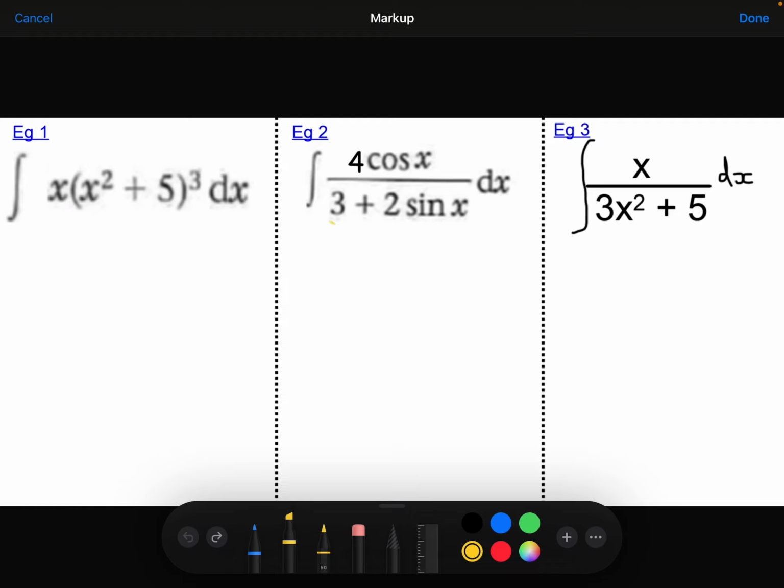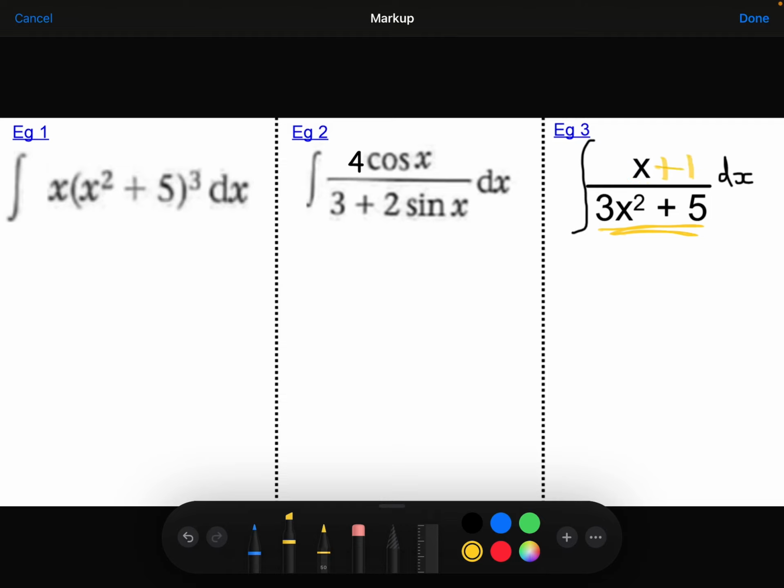Similarly with the second example, I'm looking at what's on the bottom here, and I'm thinking about what does that differentiate to? The 3 would disappear. The 2 sine x would differentiate to be 2 cos x, which is kind of similar to what I've got on the top. So again, I think the guess-check method might work. And with the third example, if I differentiate the denominator here, I would get 6x, which again, is similar to what I've got on the top there. So again, the guess-check method might work with that one.